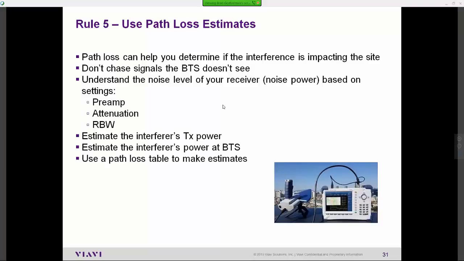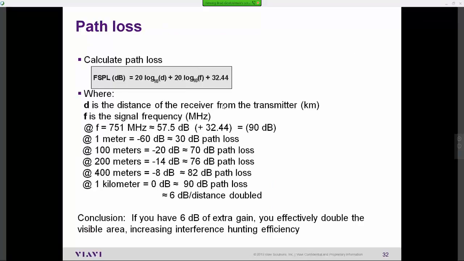So we want to estimate the interferer's transmit power. Estimate the interferer's power at the BTS. Use a path loss table to make those estimates, meaning that as you see a power at a base station as an interferer, you can pretty much determine, by drawing a line out from that site, at what power levels you would otherwise expect to find that interferer. So with that information at hand, you can then go through some calculations.